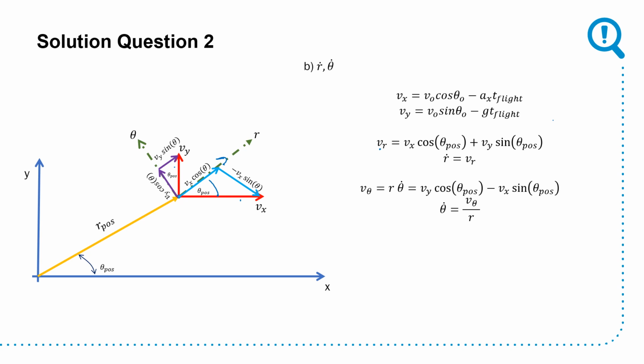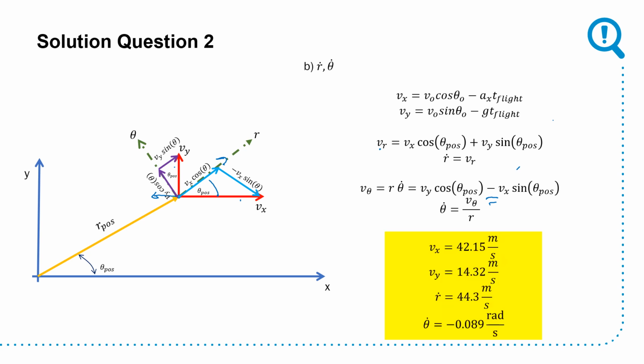But the component of x is actually going to act along this direction, so it's going to be negative. When you do all of the calculations for those terms, you end up with a negative value here. The important thing is to calculate that. And to find theta dot, you just use the definition: v theta is equal to r theta dot, so theta dot is equal to v theta over r. Put the numbers in, get the values, and there you go.